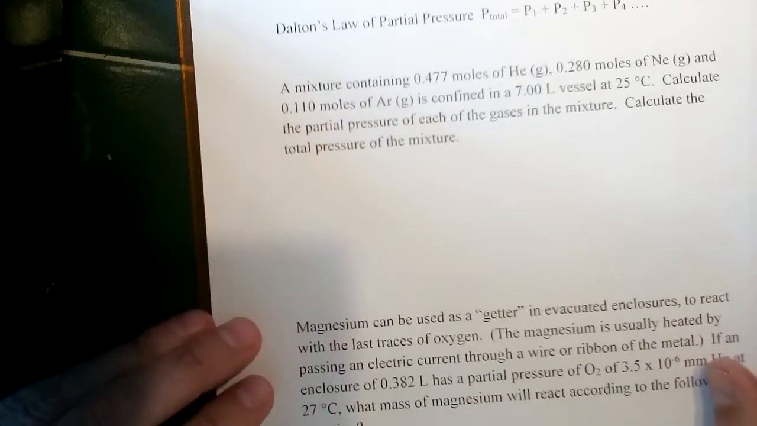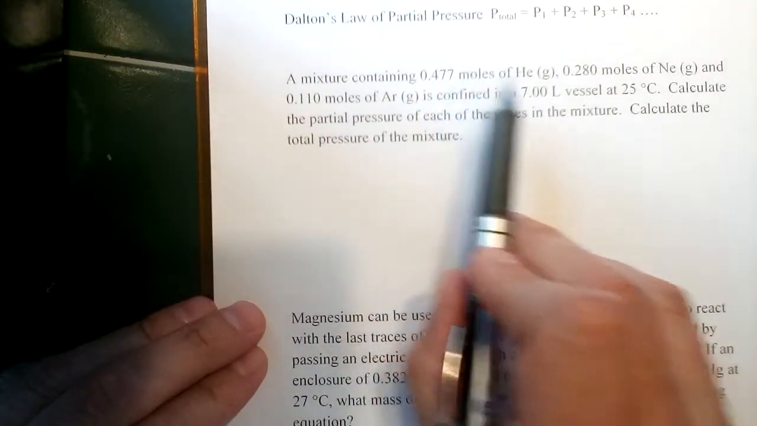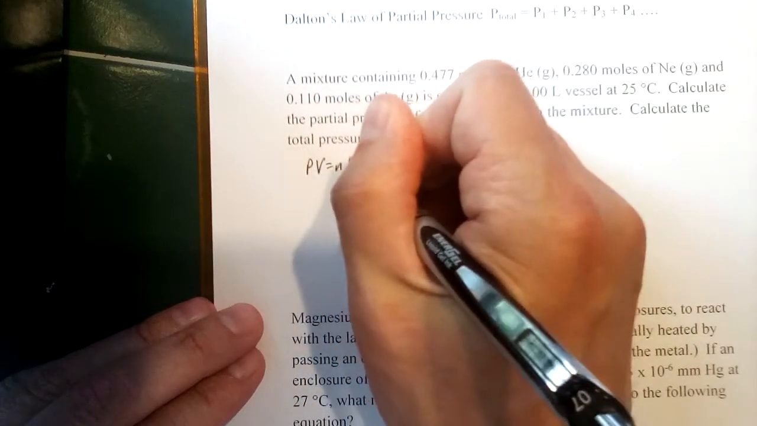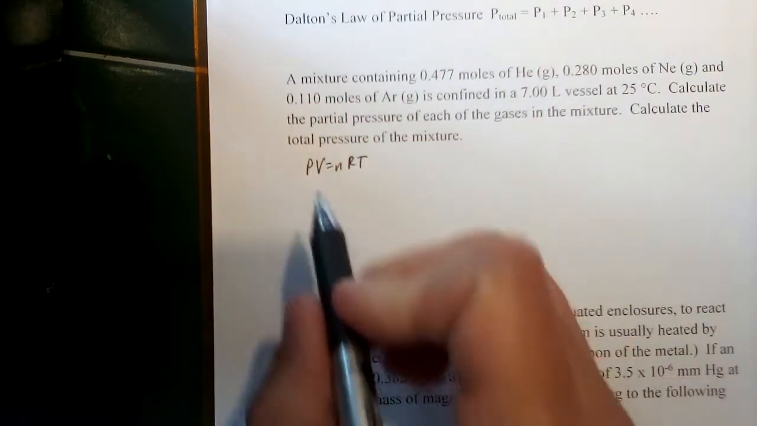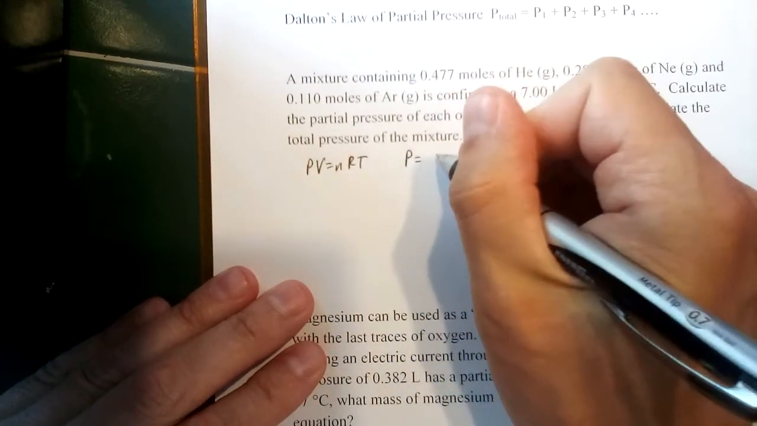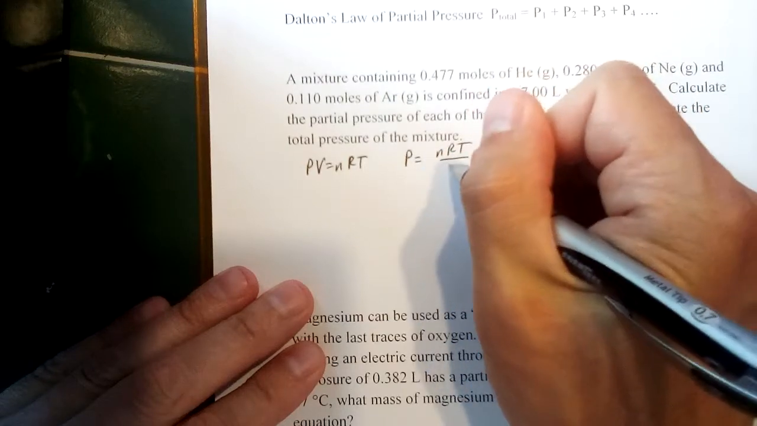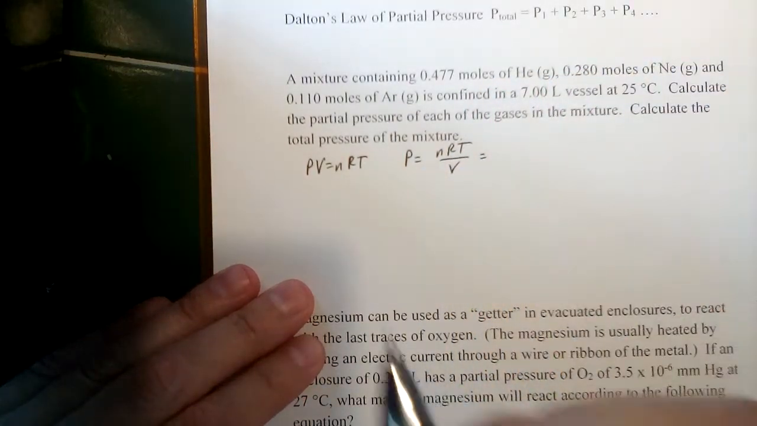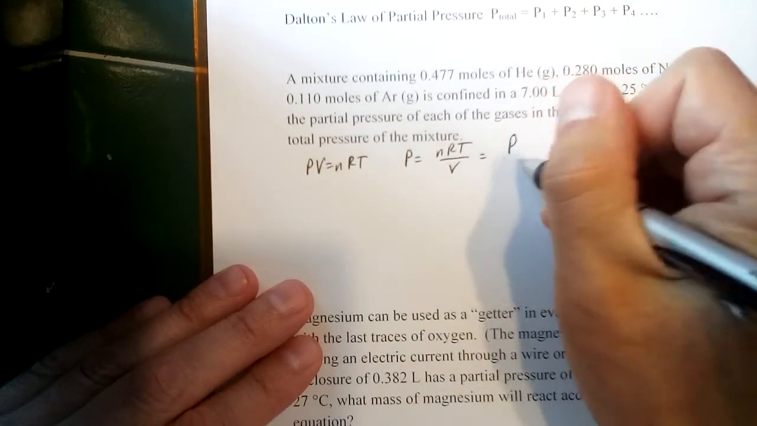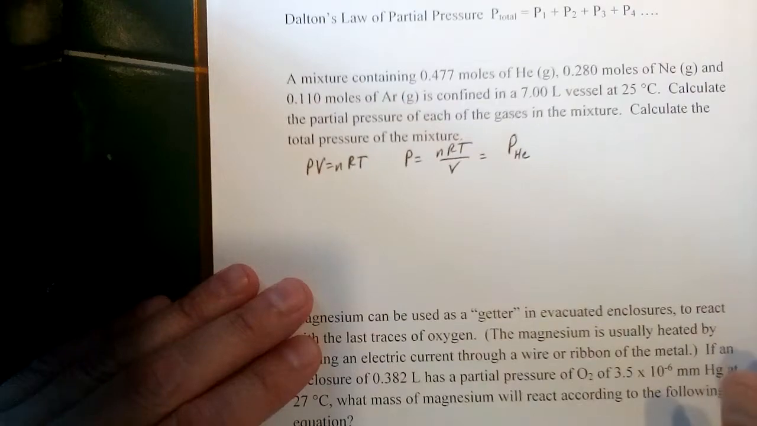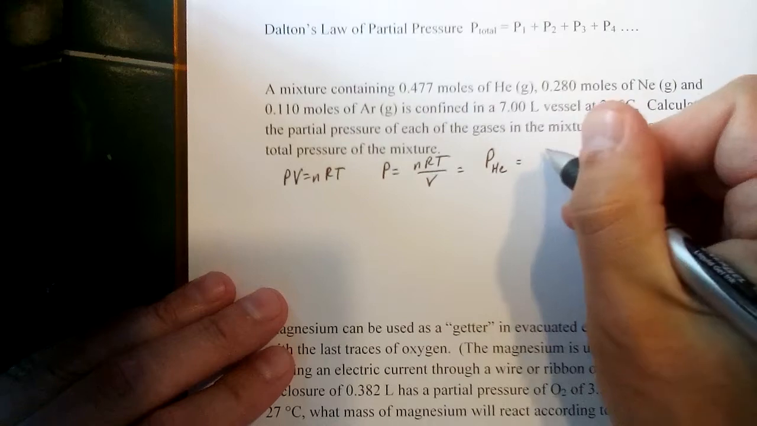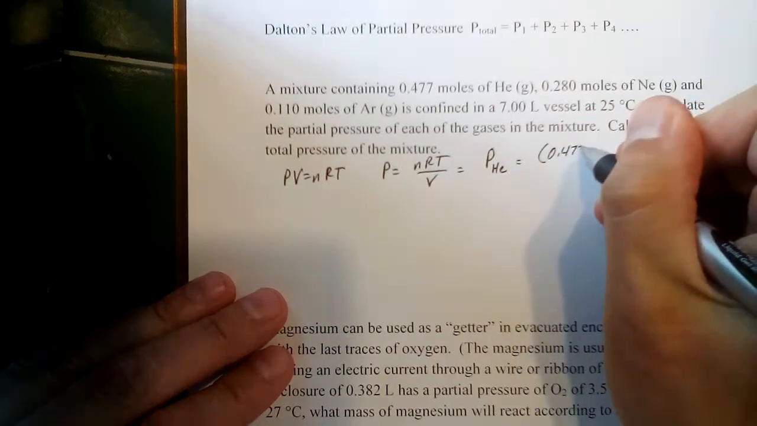So if I want to calculate pressure and I have moles, volume, and temperature, I can do that using PV equals nRT. To solve for pressure, I just want to divide both sides by V. So the pressure is going to be nRT over V. Now, we want to do this for each of the gases, so let's start with helium. The pressure produced by the helium, that was just the first one given in the problem, is going to be how many moles of helium there are, 0.477 moles.